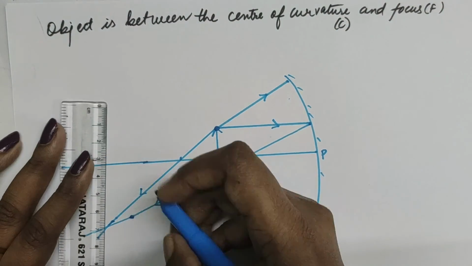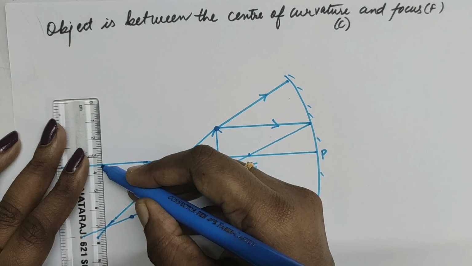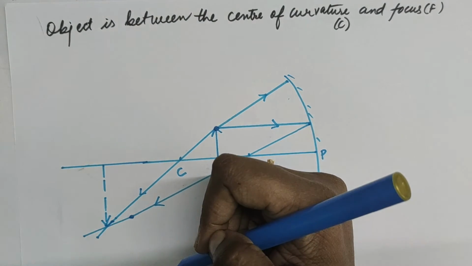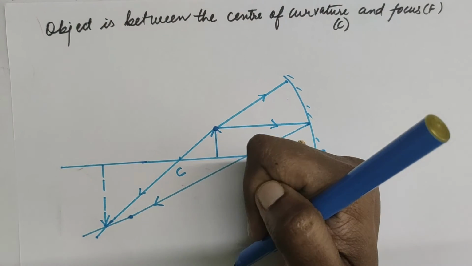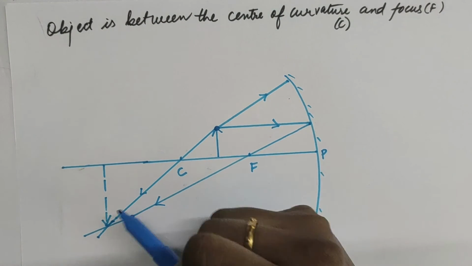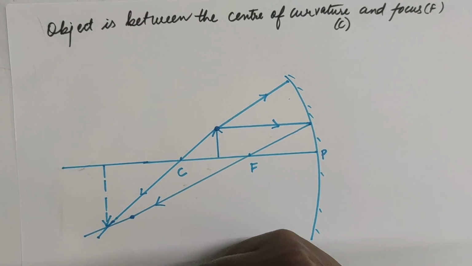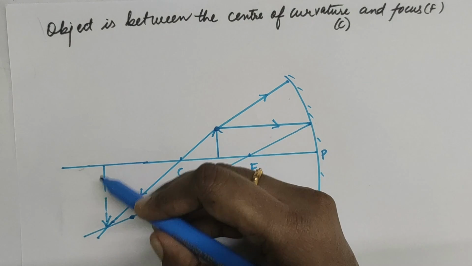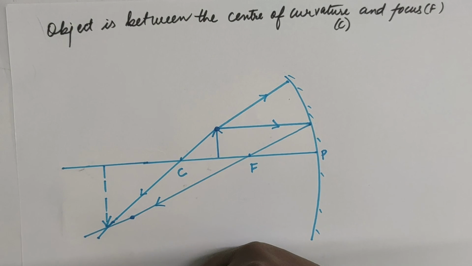Wherever these 2 lines are meeting, I shall draw the image, which is inverted, because according to the condition here, the image formed, you can see, is larger in size, so we can say it's magnified, it is inverted, and also it is real as it is inverted.